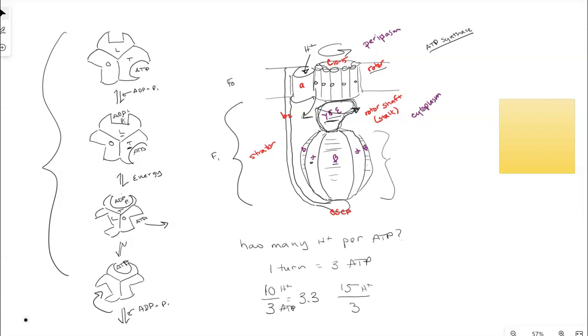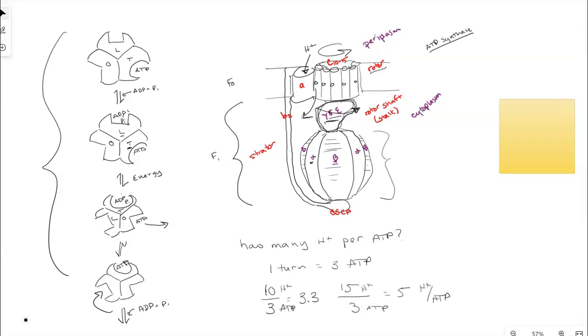And if we had, say, 15 C subunits, it would take 15 protons to complete a complete turn. You'd still get 3 ATP, so that would cost 5 protons per ATP. So you can see there can be a major energetic difference between the number of protons per ATP depending on the number of C subunits in a rotor.